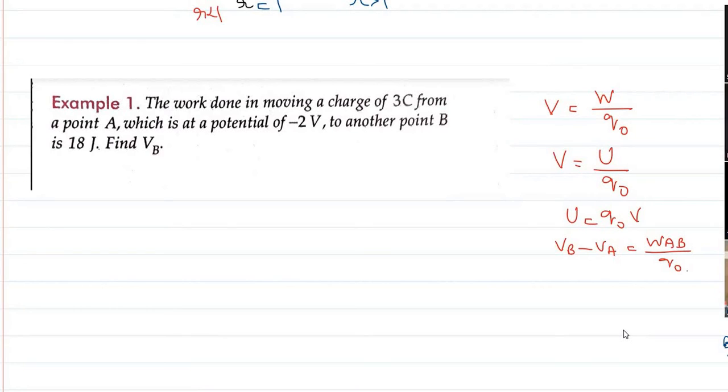The work done in moving a charge of 3 coulomb from a point A, which is at a potential of minus 2 V, to another point B is 18 joule. So they have given what? Work done is given in this question. Find VB, they have asked. So how to find it? Use this formula and we can easily solve it. So one by one we will do that.